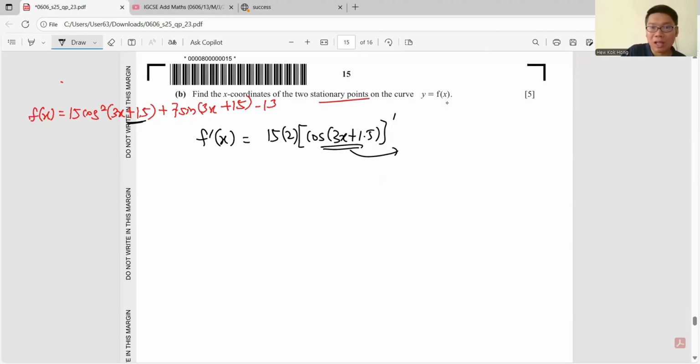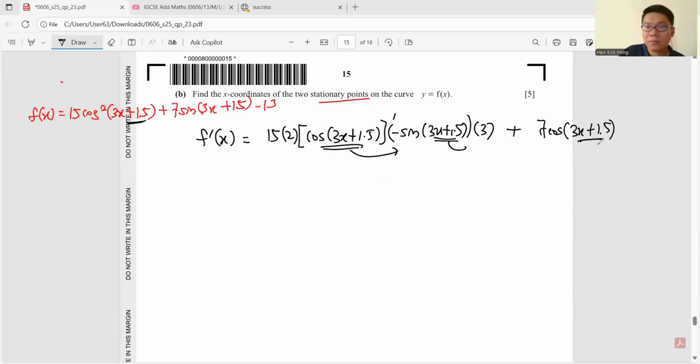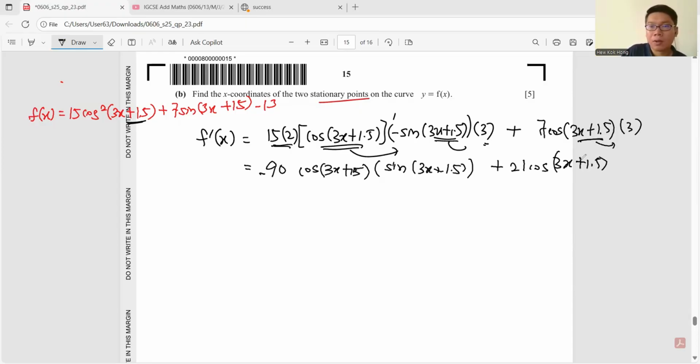Cos will become negative sine. Then we differentiate this bracket again, we'll have 3. And then sine will become cos. Differentiate this. So here I can multiply together to get negative 90. This whole thing equals to 0.